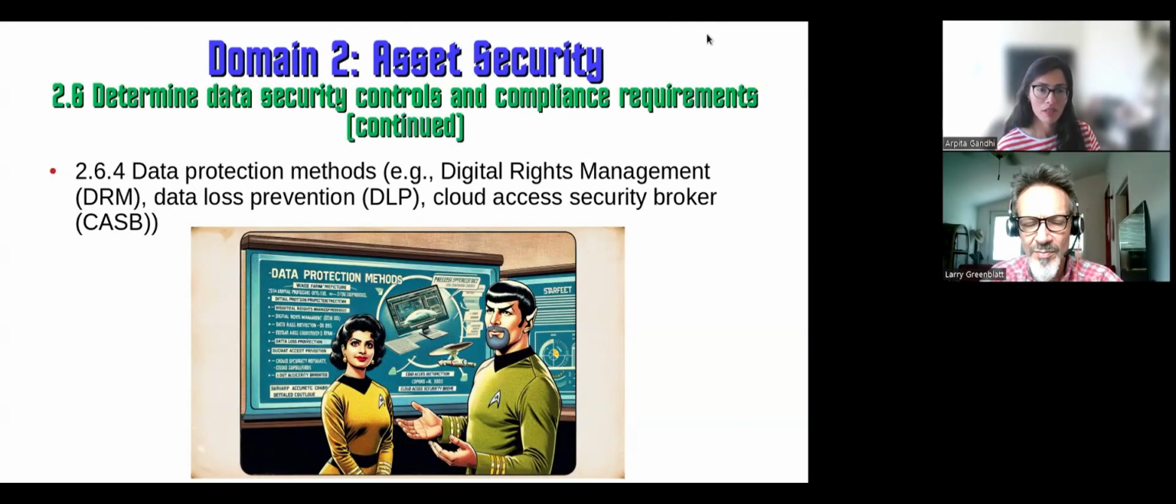Continuing with 2.6, determining data security controls and compliance requirements. This is the last subtopic for this domain, very important too, and they're related, but they're totally separate things. So digital rights management prevents unauthorized use and distribution of digital content. DLP, data loss prevention, prevents leaks, people posting stuff they shouldn't. Now, CASB, a cloud access security broker, will help you enforce security policies between the different cloud service customers and providers. And understanding these three things will go a long way on your exam.